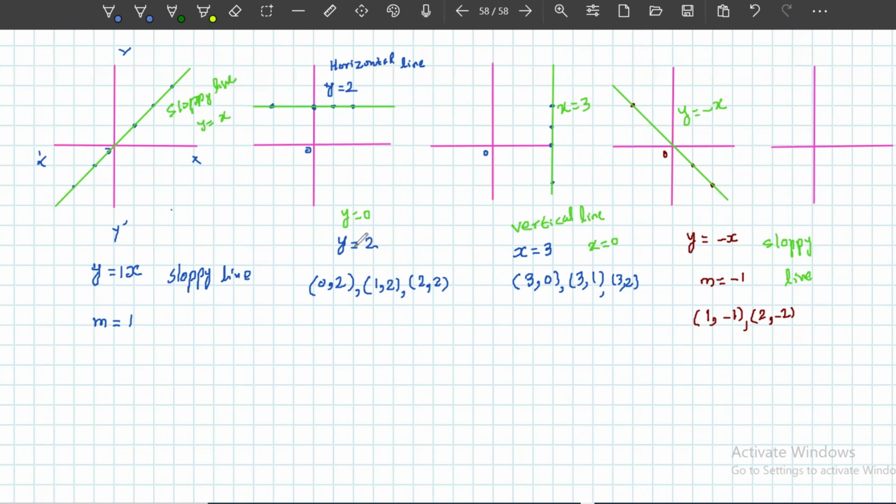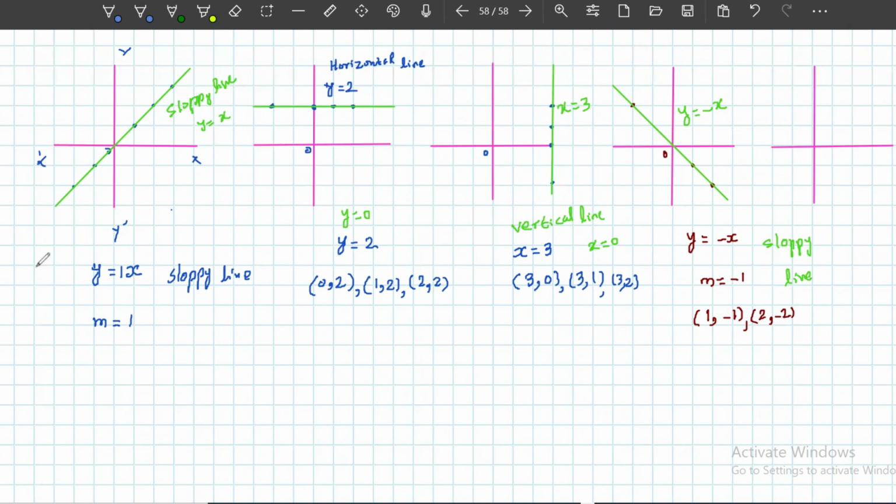And when we have y = 2, that means we have a horizontal line. When x = 3, we have a vertical line. But nobody asked me what the gradient is when y = 2. So in a horizontal line, the gradient is always 0. But in a vertical line, there is no gradient, it is undefined.